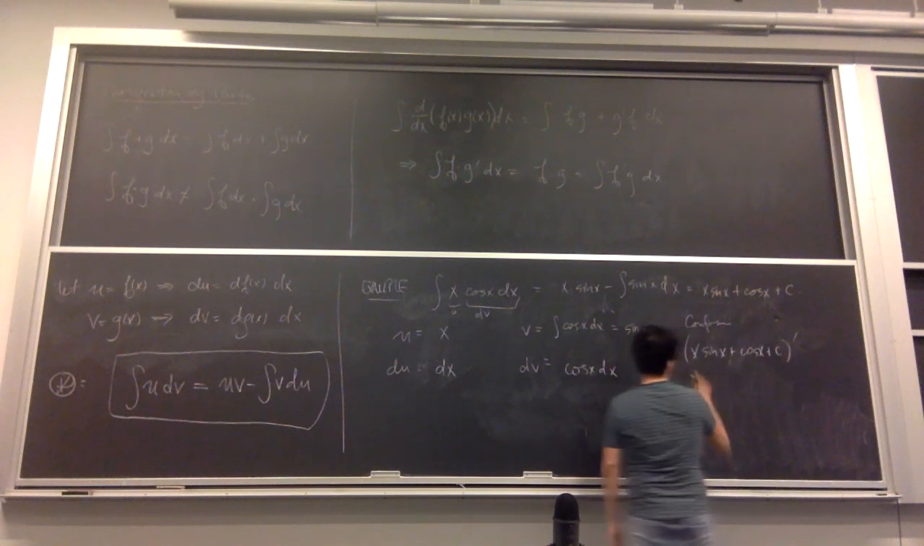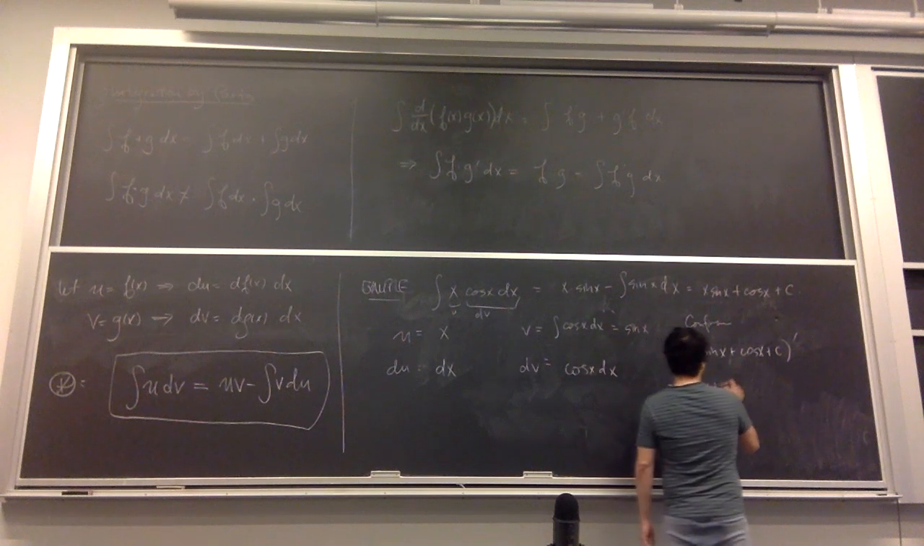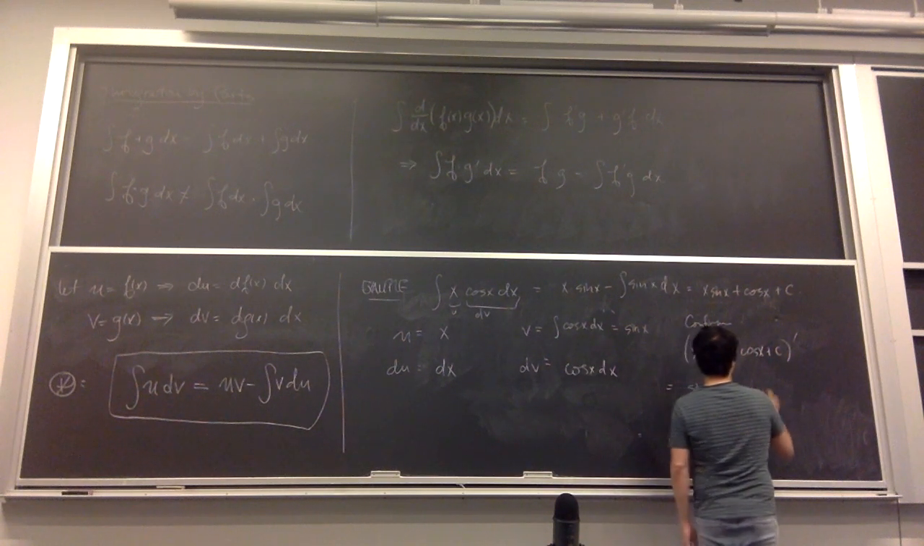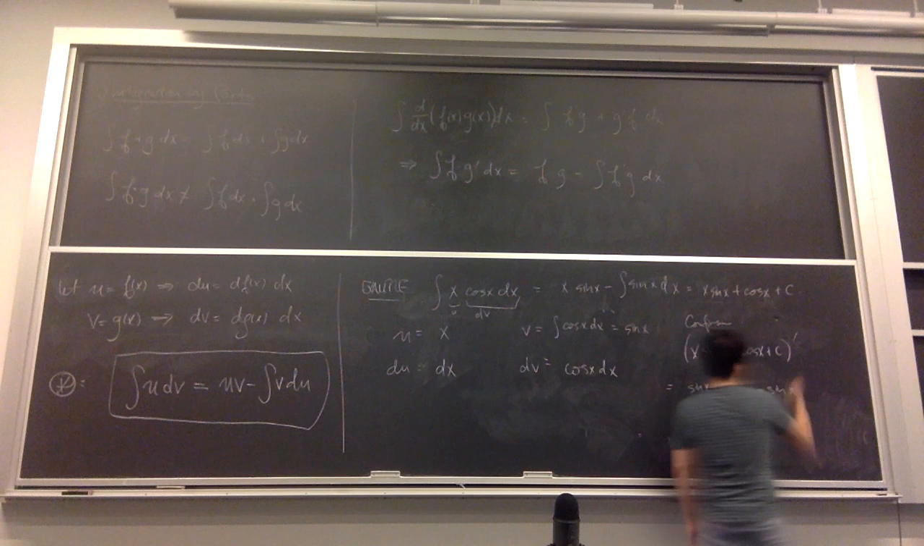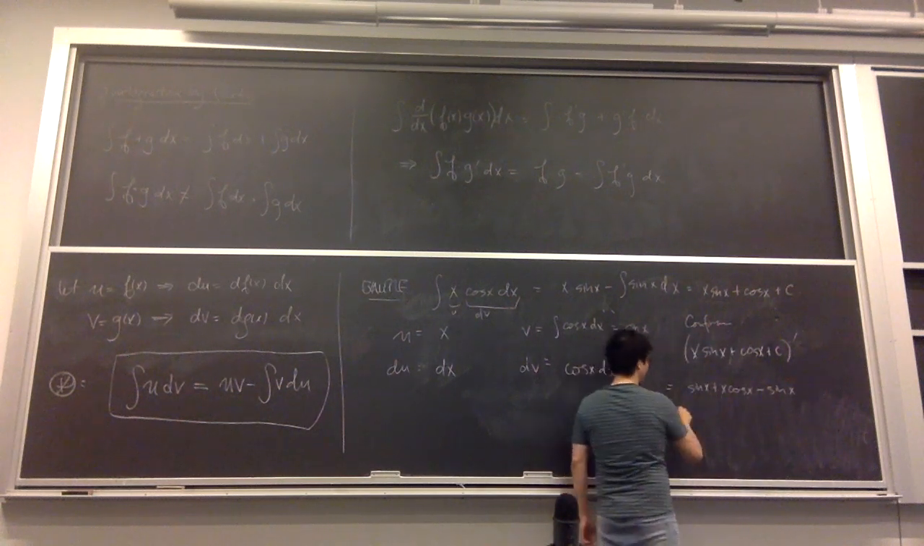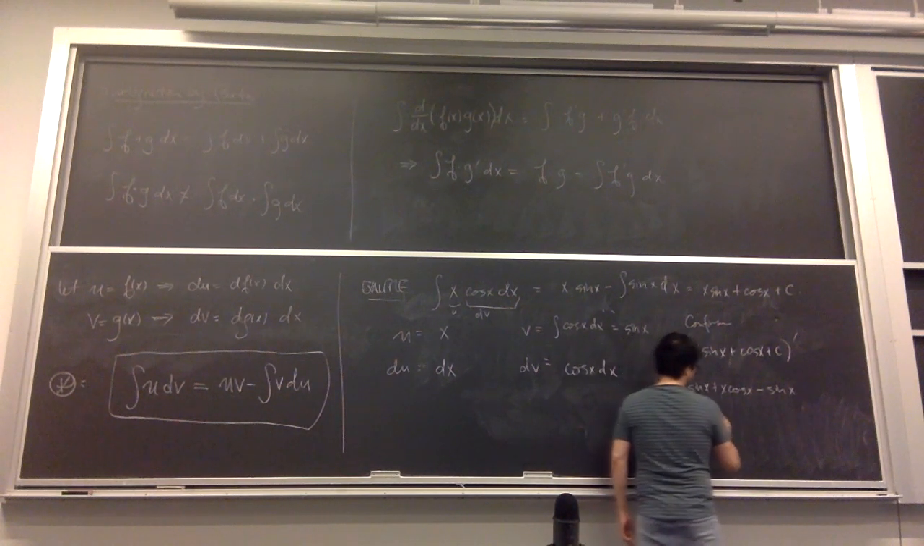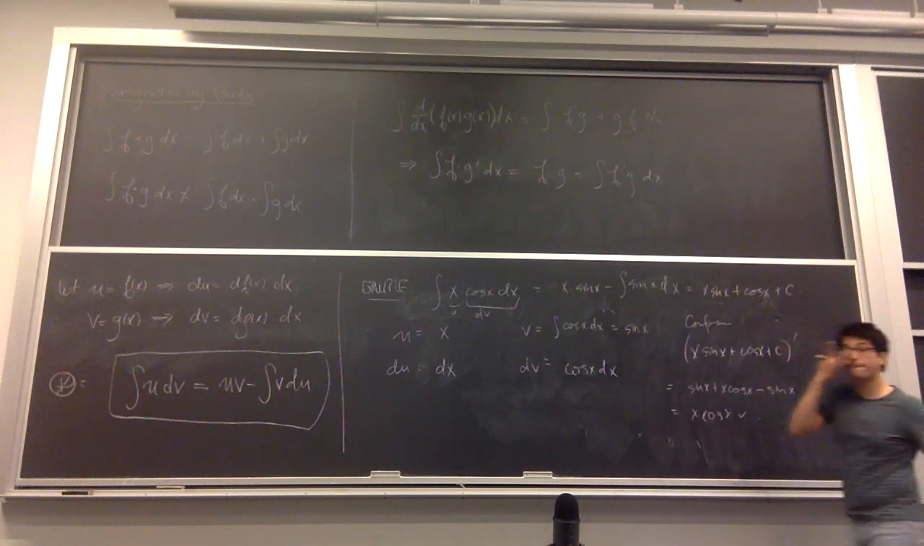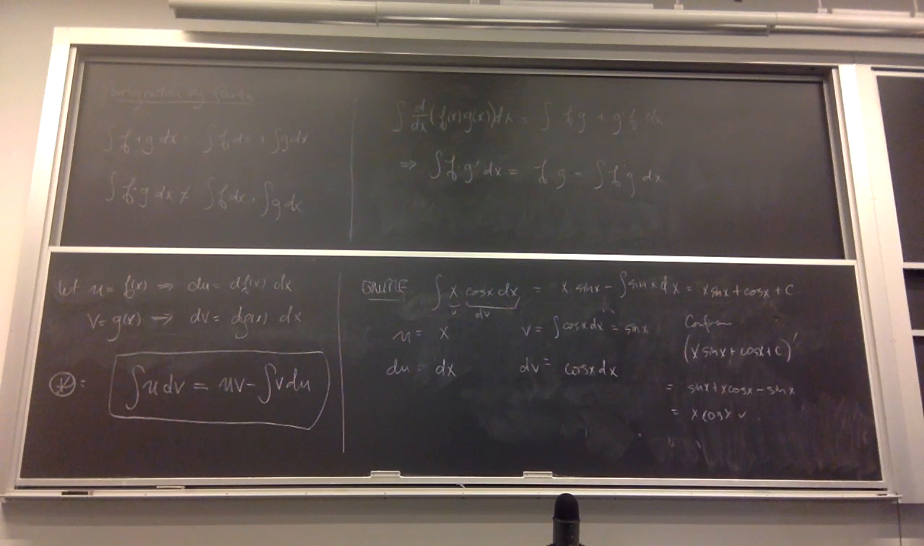What are we going to get? Well, product rule, so that's 1 times sine x plus x times cos x minus sine x plus 0. The sine x's cancel and you get x cos x. Check. It's a good habit to be in, especially on your midterm. You don't have to get any of your integral questions wrong because you have a great way of confirming that you've actually found the right answer.